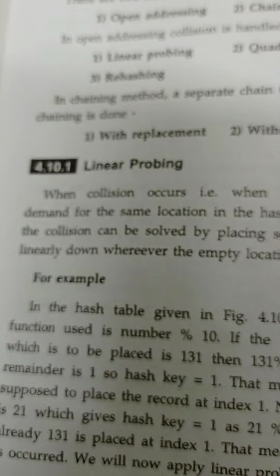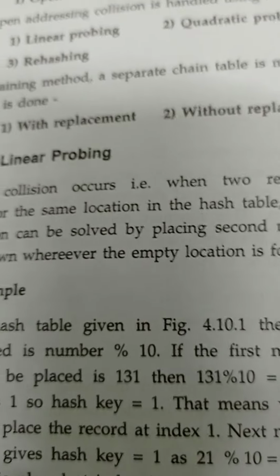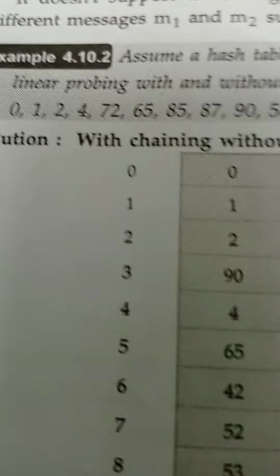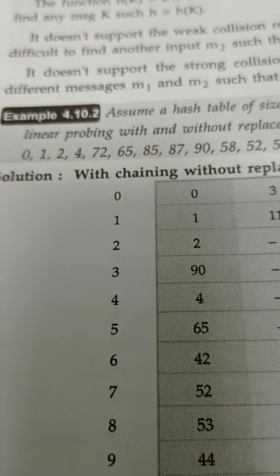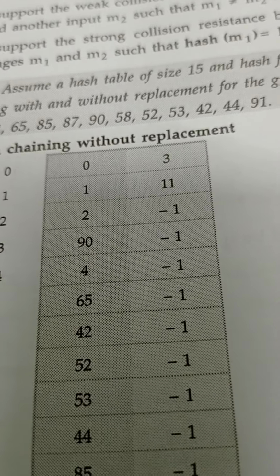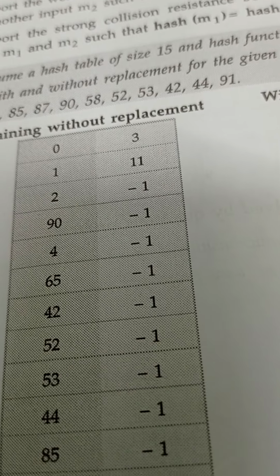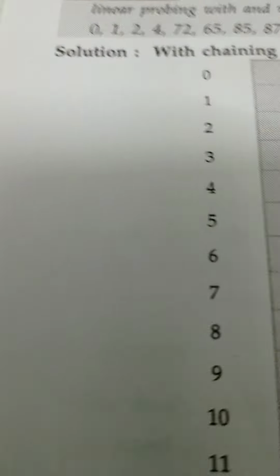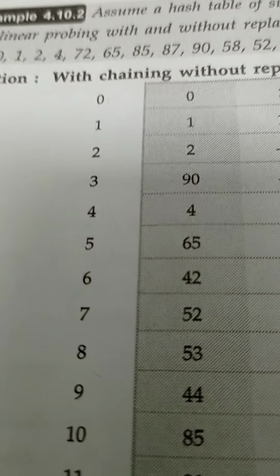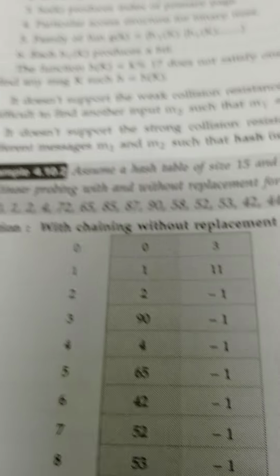They have given in the book how in linear probing we can overcome the collision using the chain concept. Suppose these are the data: 0 1 2 4 72 65 85 87 90 58 52 53 42 44 90. How can we place this data in the memory locations?